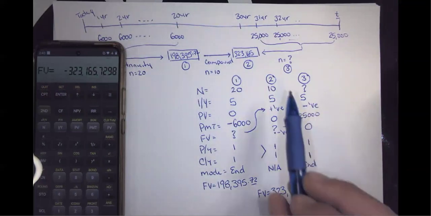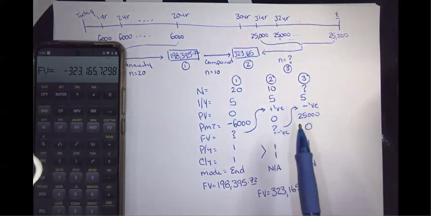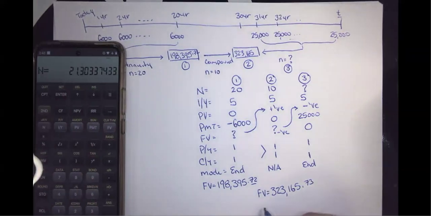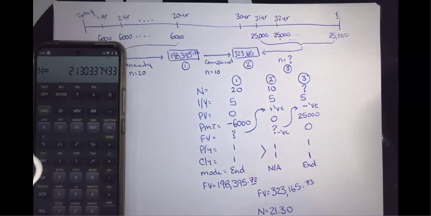Now, this is a present value when we talk about this third calculation. So I'm going to press present value. Notice that it's negative, which is good. We get $25,000 payments. Our future value is going to be 0. Our interest rate should already be 5, but we'll put it in there. We don't know what our N is. Payments per year and compounds per year are 1. We already have this set into end mode. And so we compute our N, and our N is 21.30.